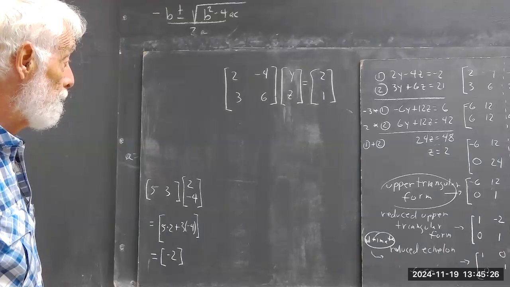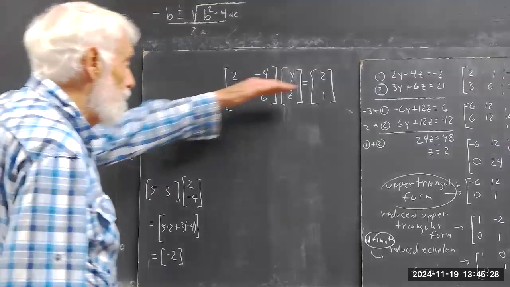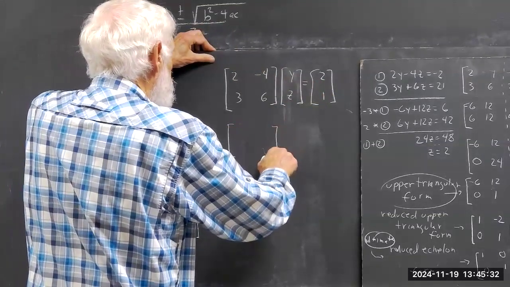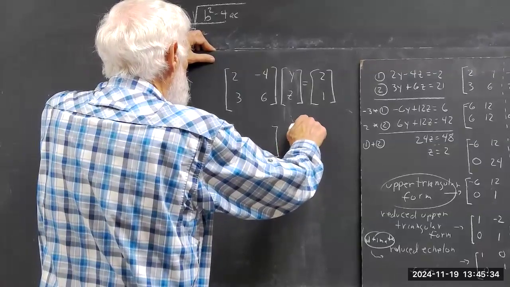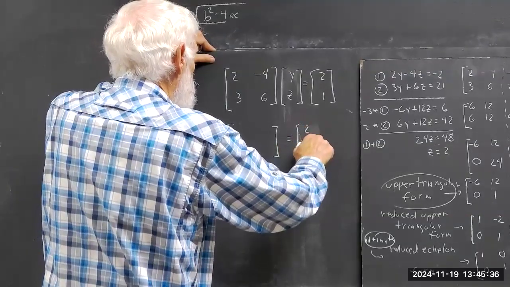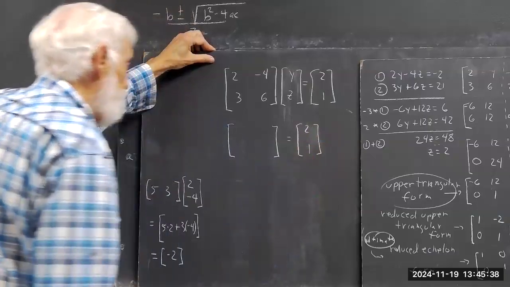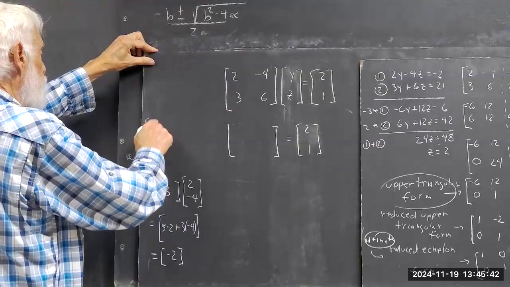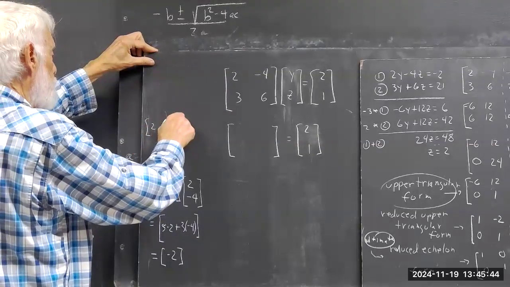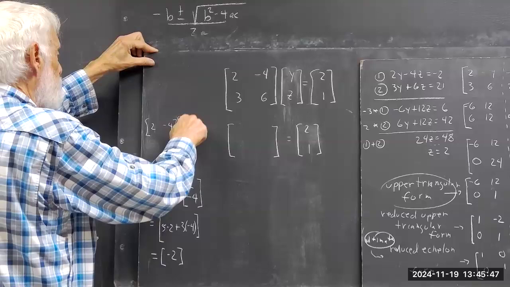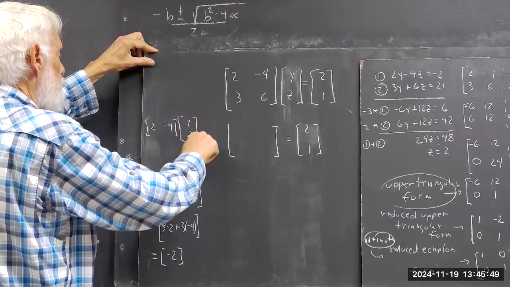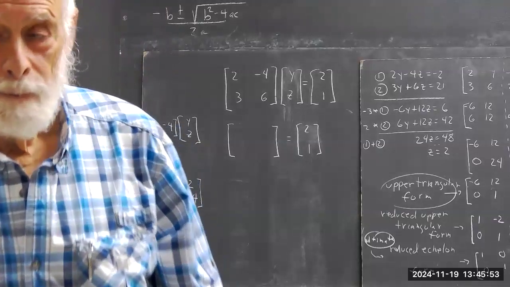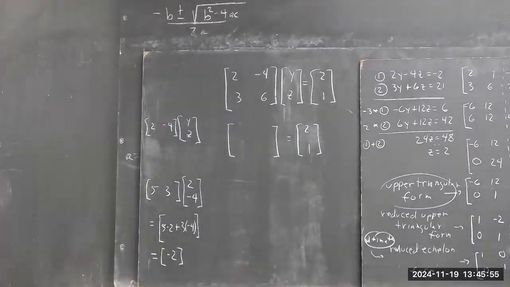Now, in this calculation here, first of all, right off to the side, what do you get if you do 2, -4 multiplied by y, 6? Just write it out.